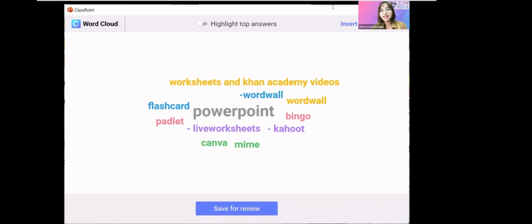Can you see my screen? Okay, so there are various teaching tools that the teachers gave us as answers, and the biggest word here means the most repeated answer. It's interesting, and expected, that most of the teachers here use PowerPoint the most to teach the present simple tense. It's the easiest one and the most effective one, I think.